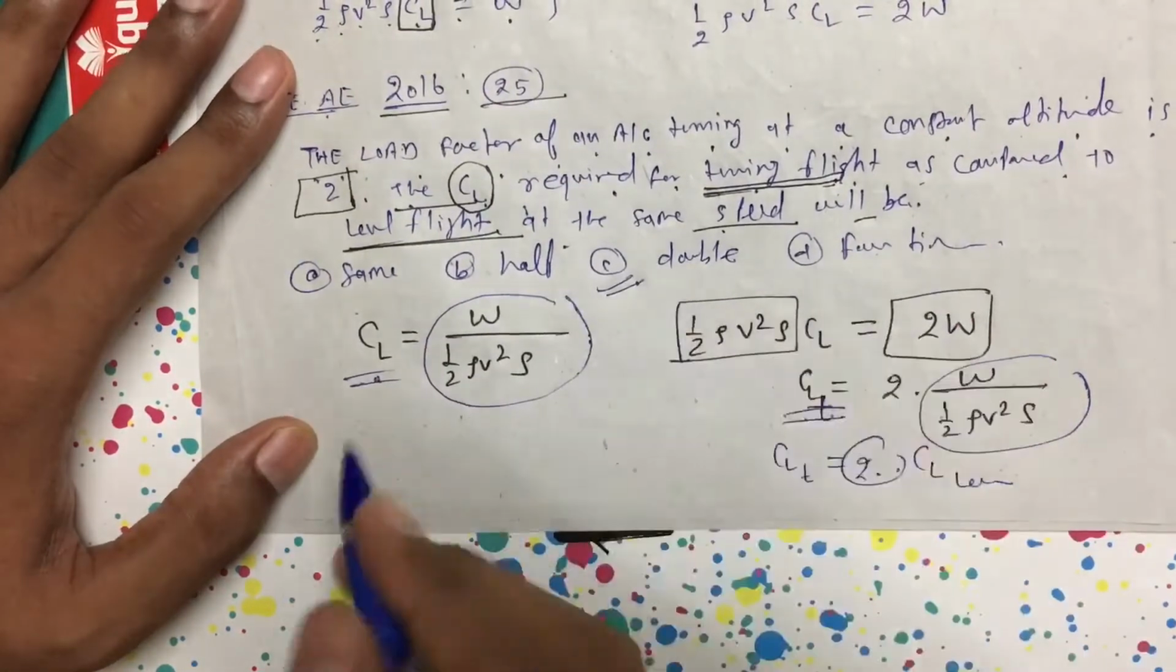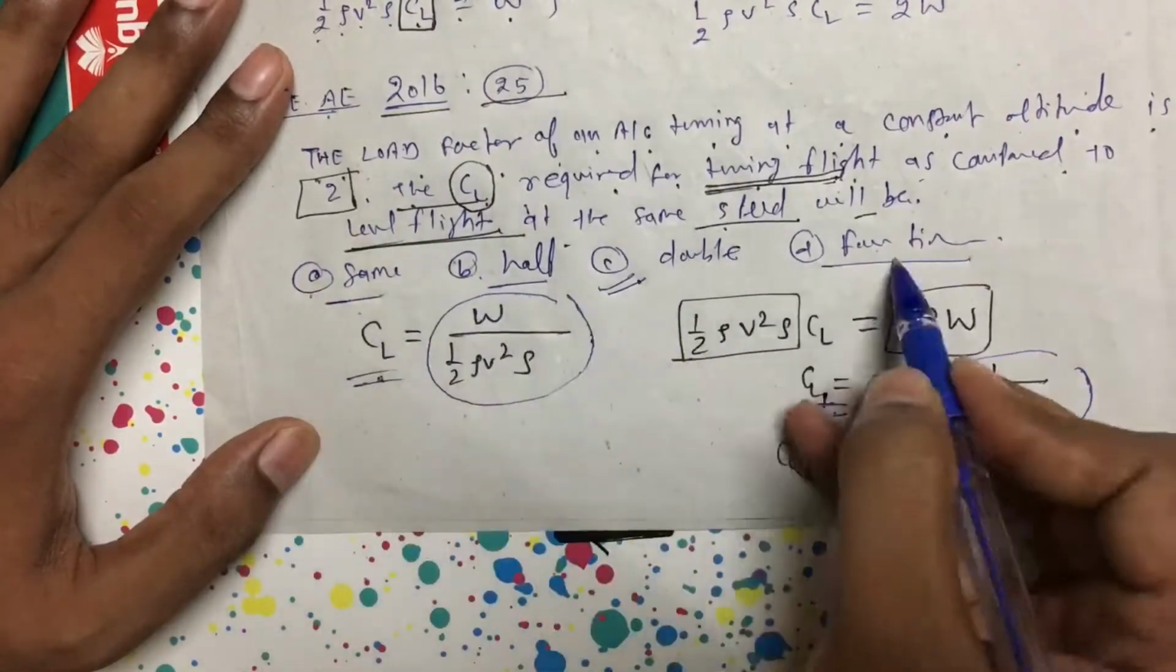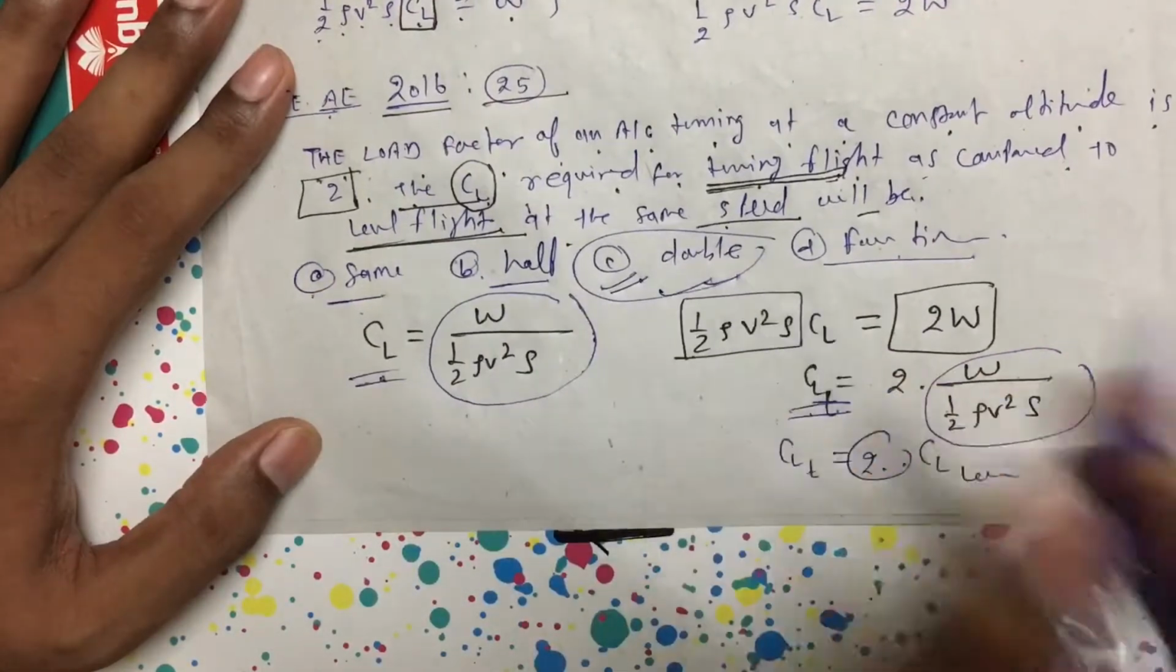Option C is correct. The other options were same, half and 4 times. These 3 options are wrong. This option is correct. I hope this is clear.